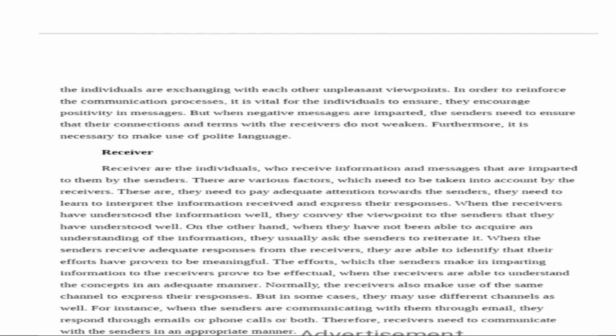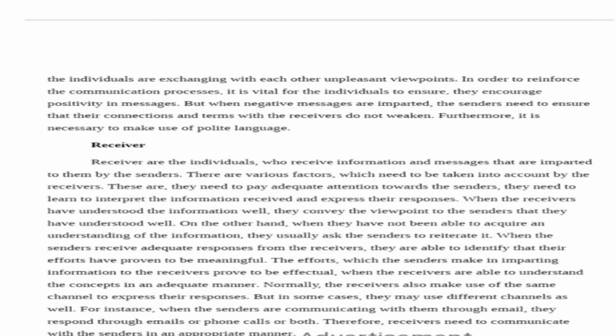So, if they are not able to acquire the meaning of the information, then they can ask the senders to convey that message again. When the senders receive adequate responses from the receivers, they are able to identify that their efforts have proven to be meaningful. So, a receiver must try to interpret the information shared by the sender, and he must let the sender know that they have clearly understood the meaning of the information shared by them.